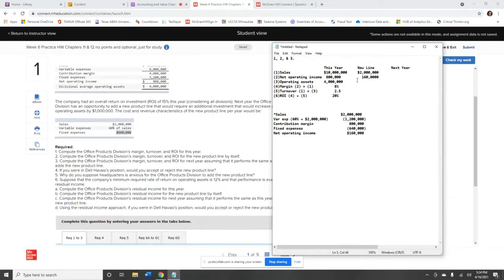So 2 million leaves us, when we subtract out all our expenses, we're going to end up with net operating income of 160,000. So my operating assets are $1 million for just that thing, right? I mean, obviously, when we add this, we'll have 5 million in operating assets, but right now we're focusing on just the new thing. Okay, so now we're going to calculate our new margin. So 160,000 divided by 2 million is also 8%.